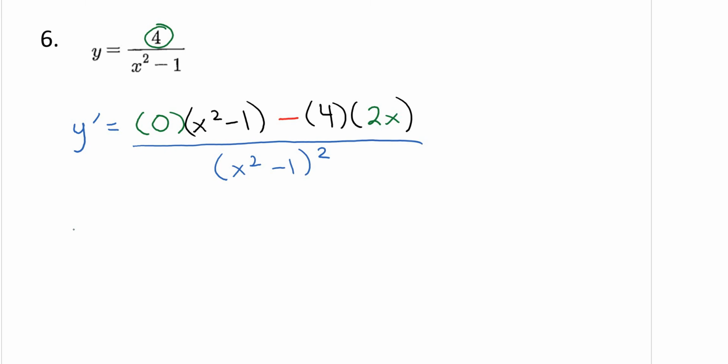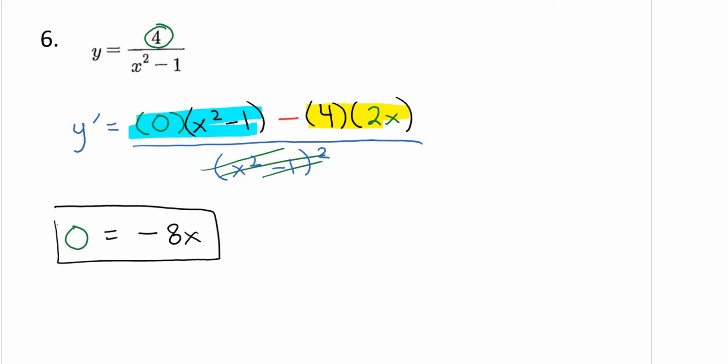Okay, so now we're setting this equal to 0, and just like in class, whenever you have a fraction equaling 0, you don't really care about the denominator. The denominator doesn't really matter, and this term right here just goes to 0. So now you're left with just this term right here, which is negative 8x. So you're just solving this equation: when is negative 8x equal to 0? That happens when x equals 0. So x equals 0 is your final answer for that one. That one was a quick one.